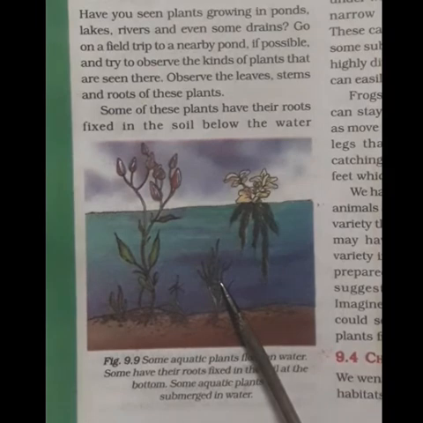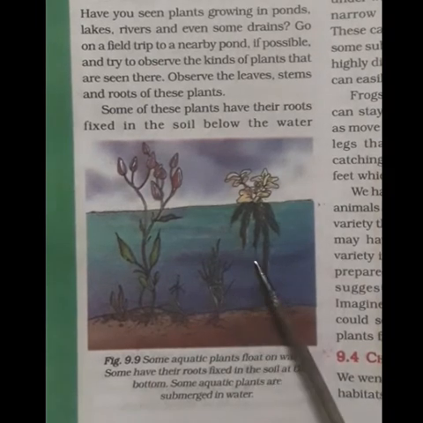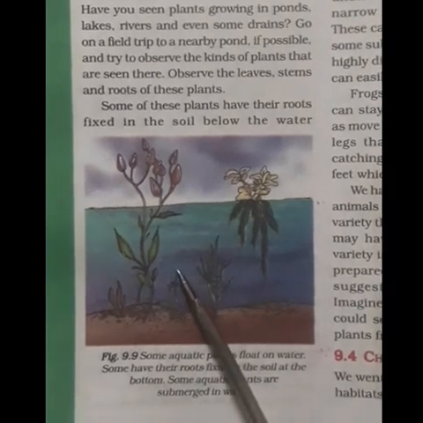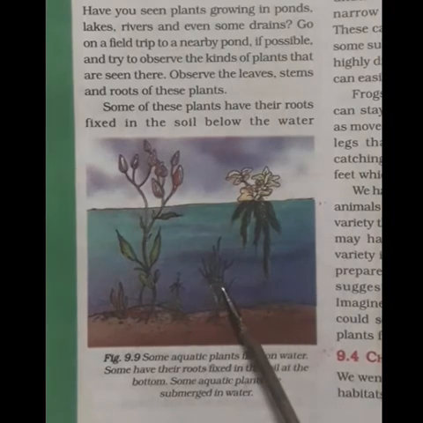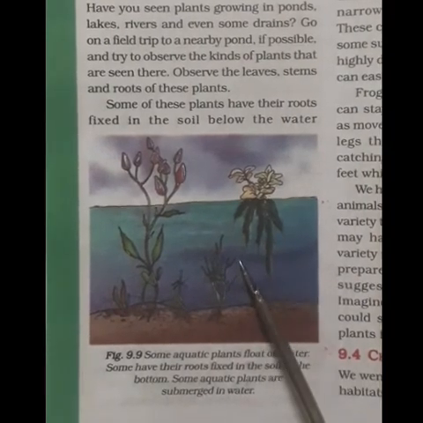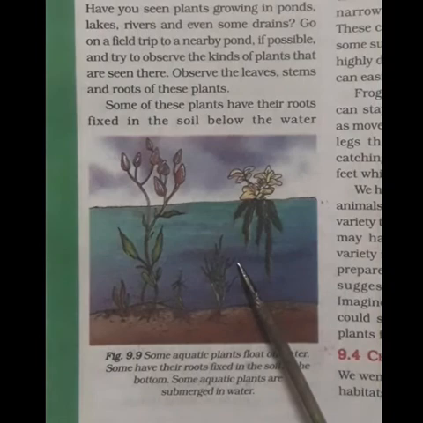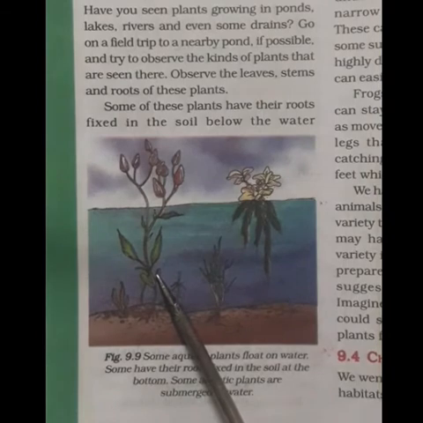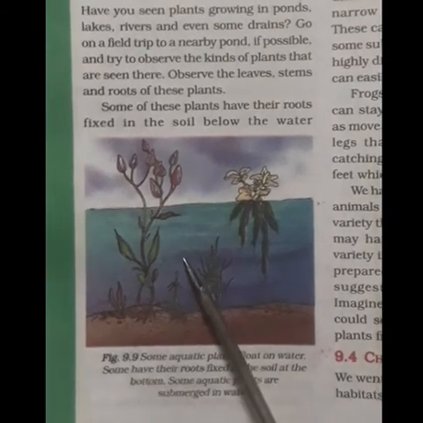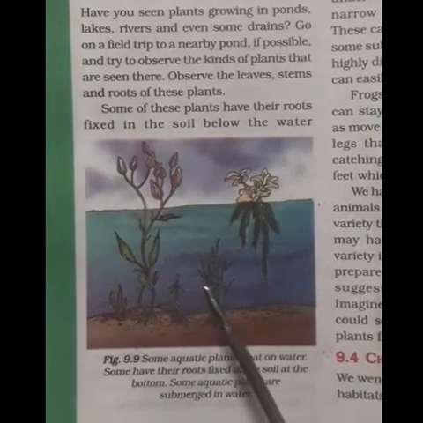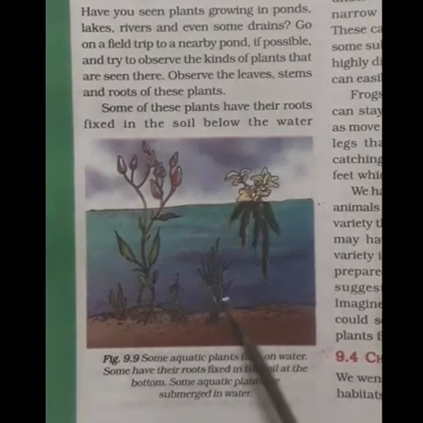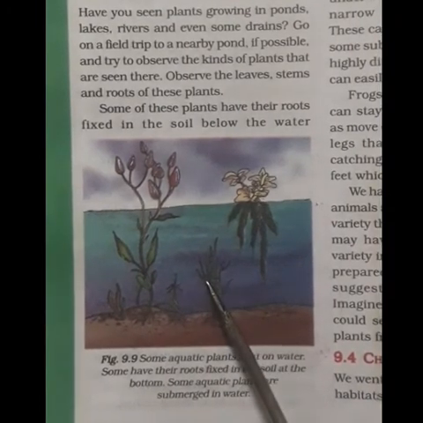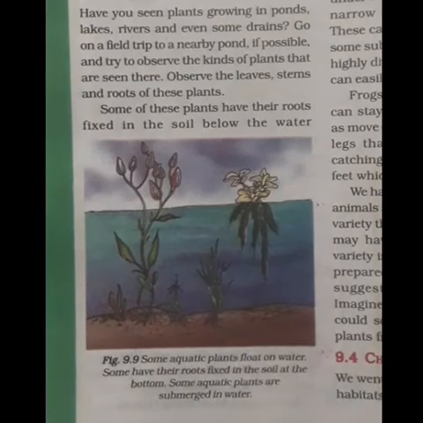Some of these plants have narrow and thin ribbon-like leaves. These can bend in the flowing water. In some submerged plants, leaves are often highly divided, through which the water can easily flow without damaging them.